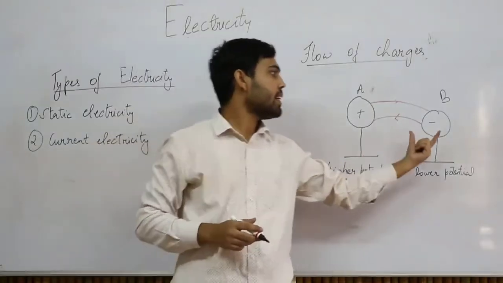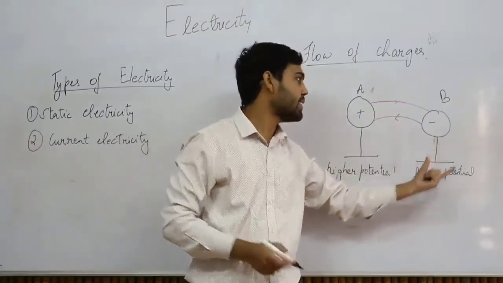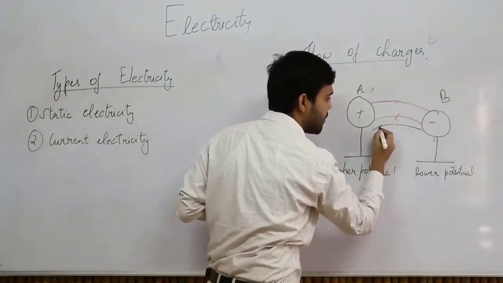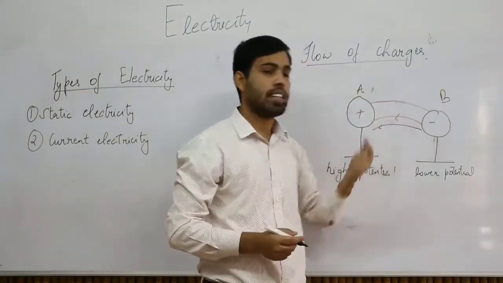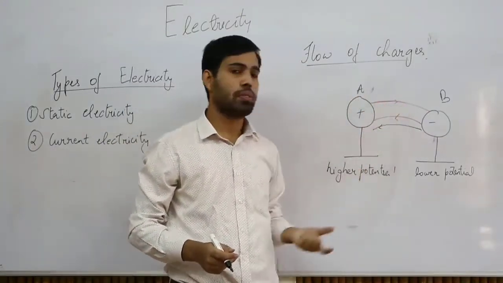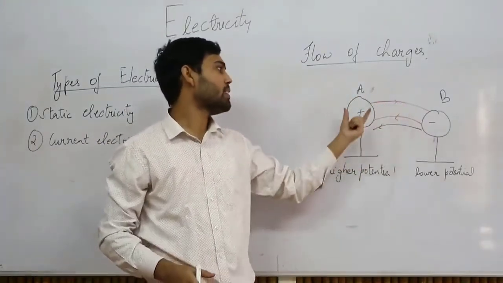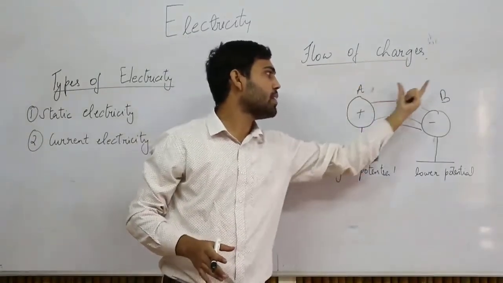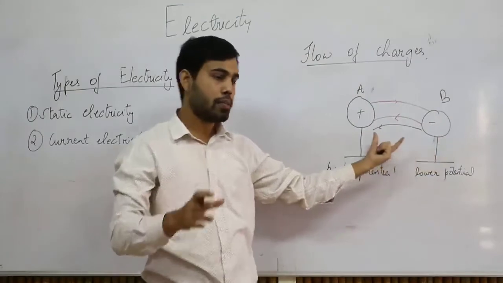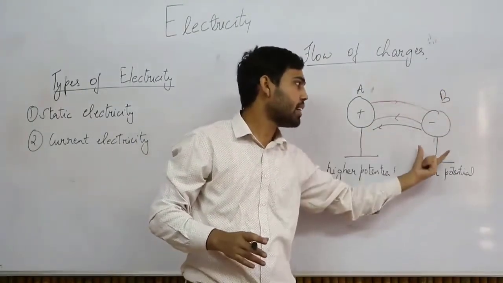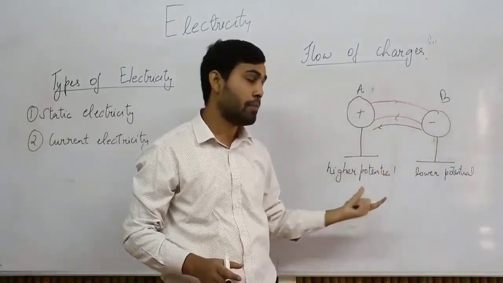Actually what is happening is that electrons, or the negative charges, are actually traveling from B to A. So this direction is the actual direction of charges and this direction is just an assumption. But we stick to our conventional flow of charges. That is, by convention we believe that charges are flowing from the positive terminal to the negative terminal. But you should remember that this is not true. The actual flow of charges is from the negative terminal towards the positive terminal.